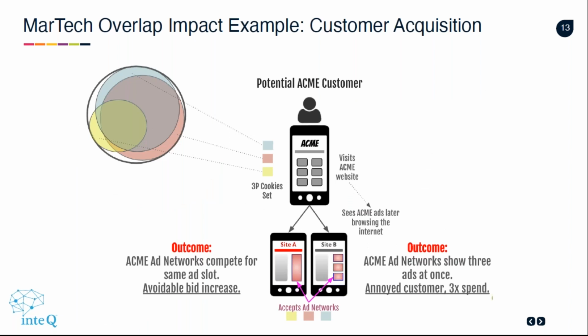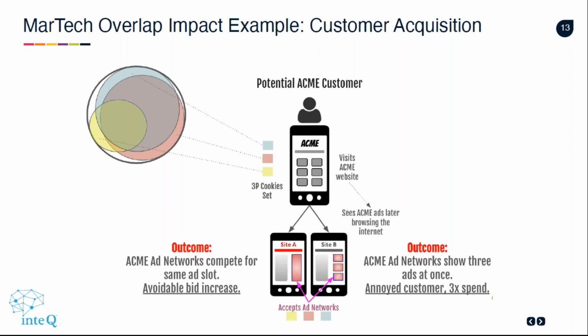Two additional negative outcomes occur when we're interacting on the web, where all three of these overlapping networks have access to customer touchpoints. Let's talk about the first example. So here you see in the diagram the same journey, and then as the user, I go to either site A or site B after I've interacted on ACME's website.